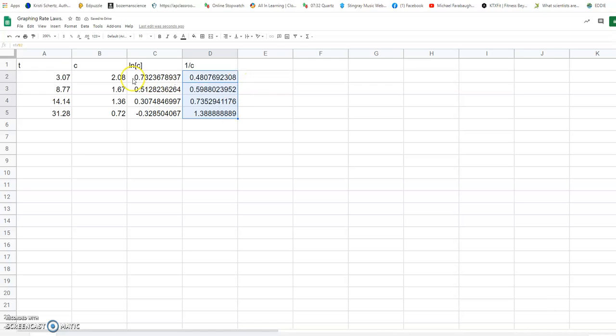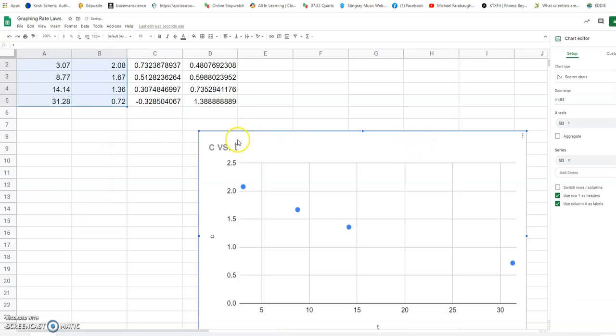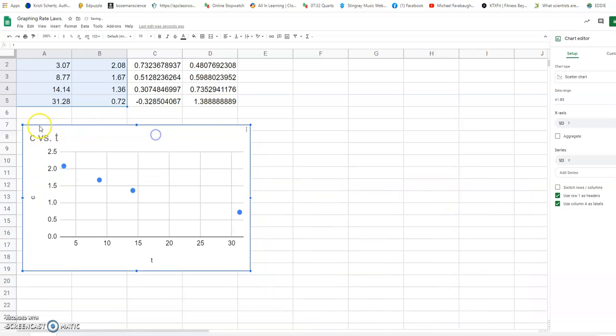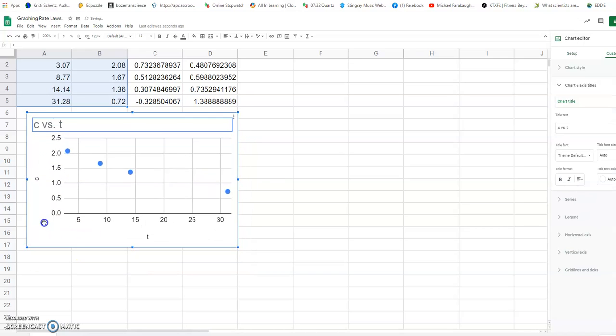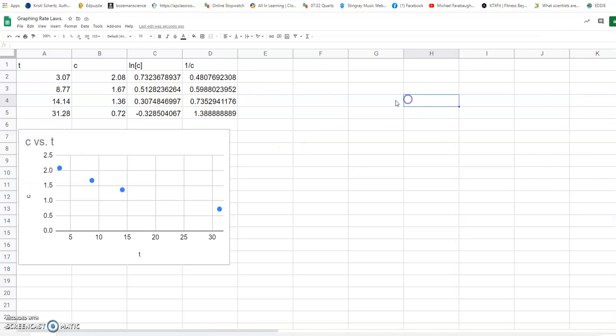All right, so what I want to do now is I want to do some graphs of this data. So the first graph I'm going to make is T on the x-axis and C on the y-axis. So I'm going to highlight those columns, go to Insert, Chart, and there it is. Now I'm going to make this a little bit smaller. Now you can already tell from this graph that this is a curve. We're just going to do this by inspection, right? That's a curve. That's not exactly what I wanted. So let's go up here and do a different graph.